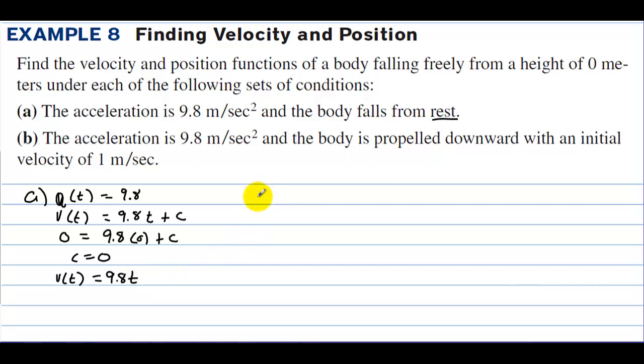To find the position, we need to find out what do we take times 2 to get 9.8, and that is going to be 4.9. So we have 4.9 t squared plus some constant, but it says it falls from a height of 0, so the position is 0 at time 0. And in this case again, the constant is 0. So s of t, the position, is 4.9 t squared.